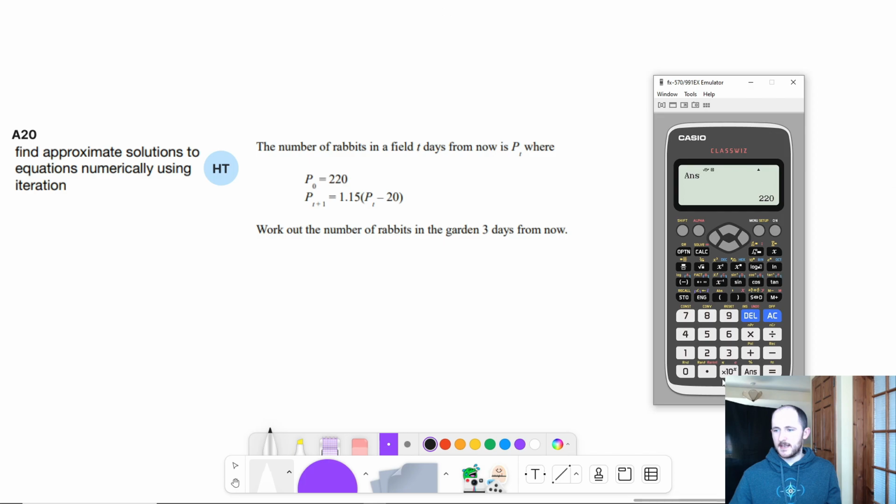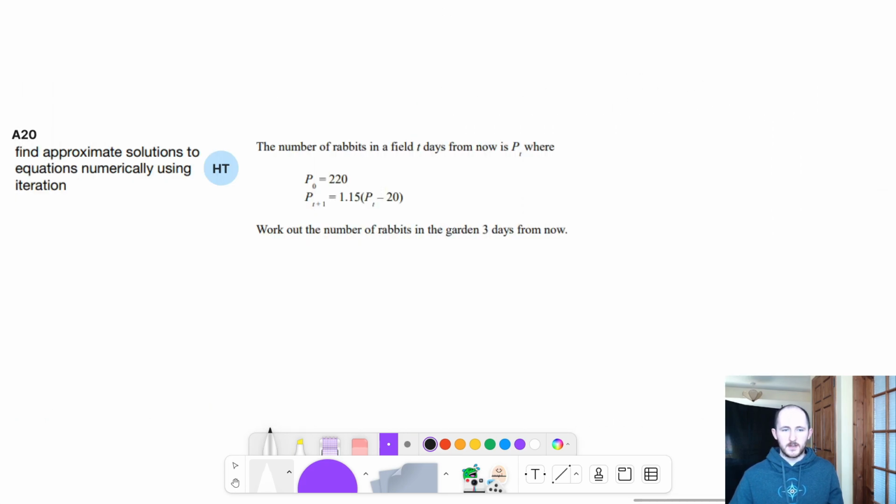So now if I type this in, I get 1.15. And instead of PT, I'm going to write ANS, minus 20. Now it says 3 days from now. Well, 1 day from now, it will be 230. 2 days from now, it'll be 241.5. 3 days from now, it'll be 254.725. So I'm going to write that down.